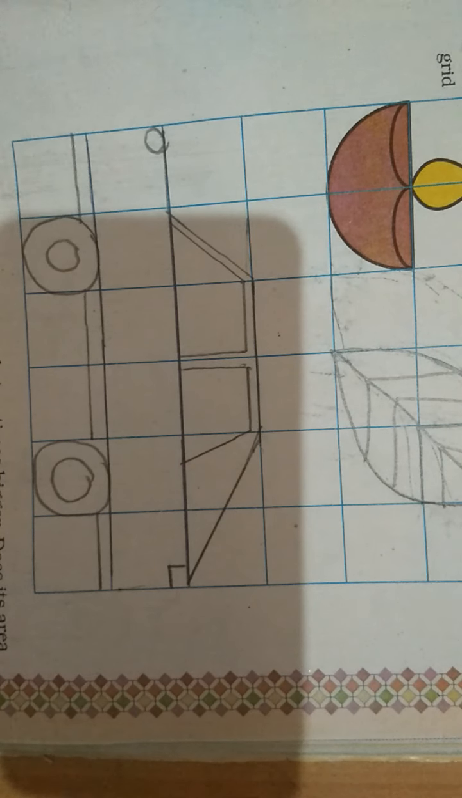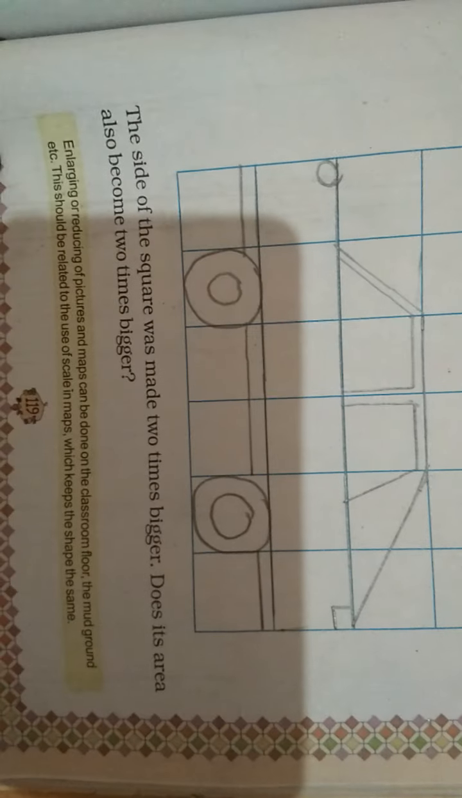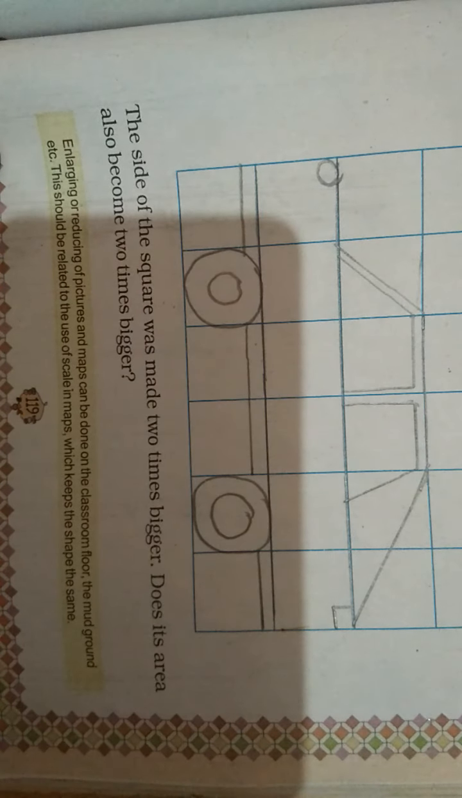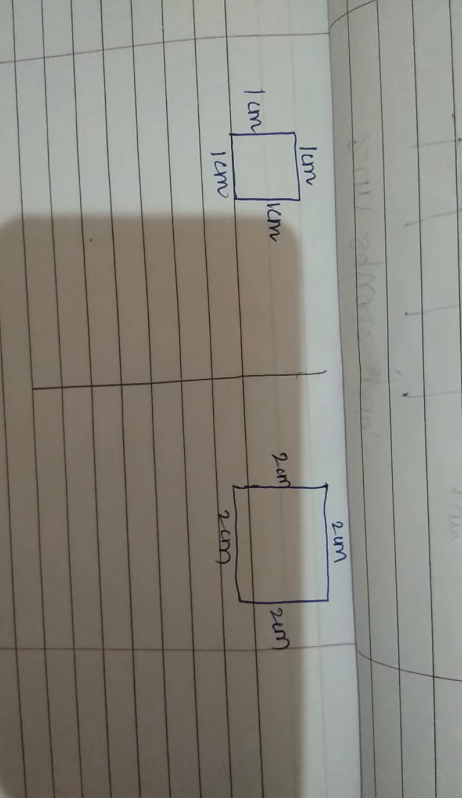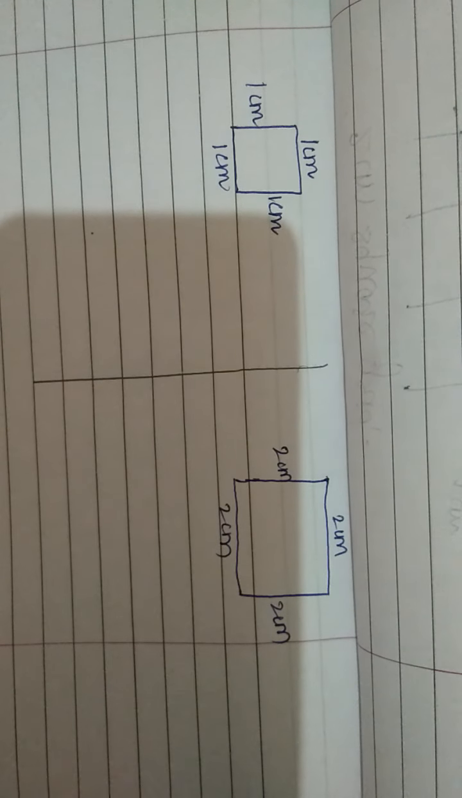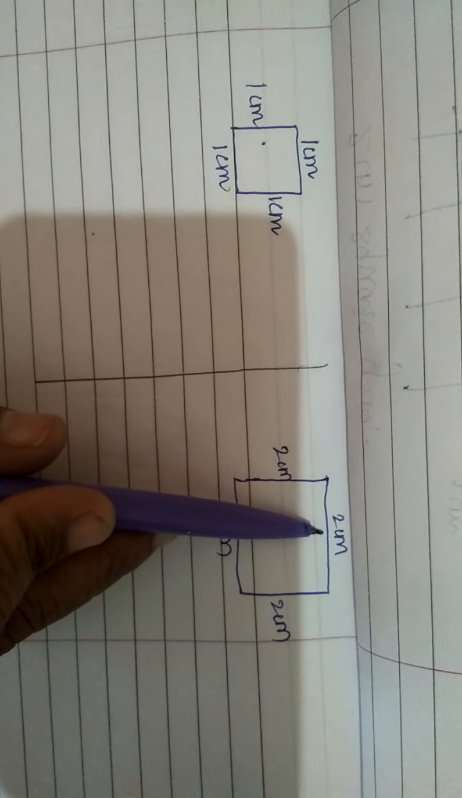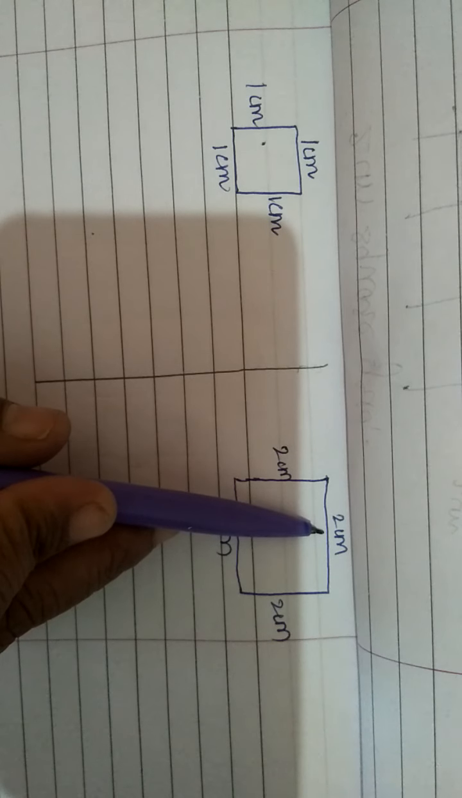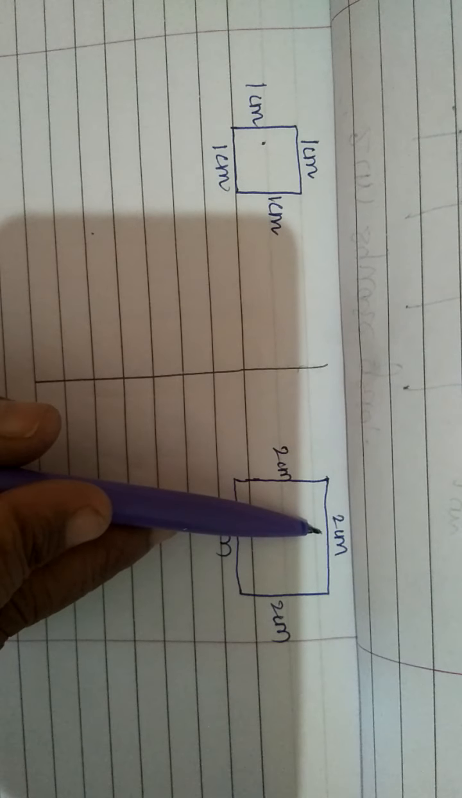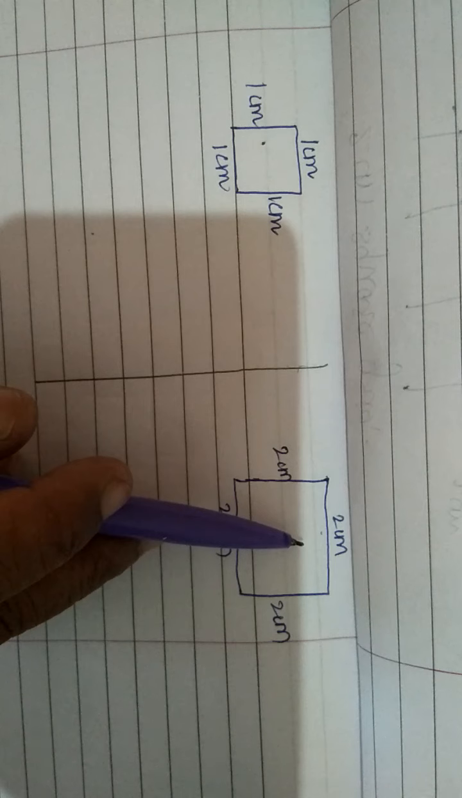Now children, there is one question asked to you. The side of the square was made 2 times bigger. Does its area also become 2 times bigger? So children, we will understand this question. The question asked to us was, if the side of the square is made 2 times bigger, what can you say about its area? What happens to its area? Does it become 2 times bigger?